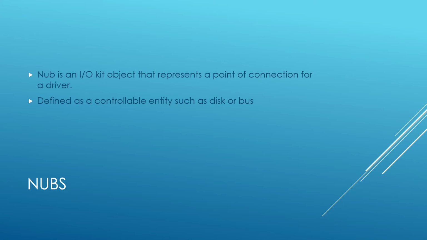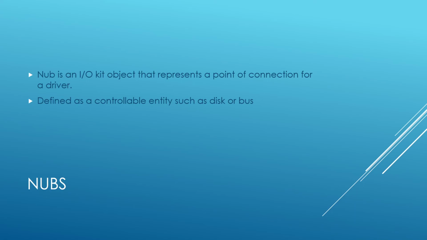Nubs. A nub is an I/O Kit object that represents a point of connection for a driver, defined as a controllable entity such as a disk or a bus. So a nub is loaded as part of the family that instantiates it. Each nub provides access to the device or service that it represents and provides services such as matching, arbitration, and power management. Each nub provides a bridge between two drivers.